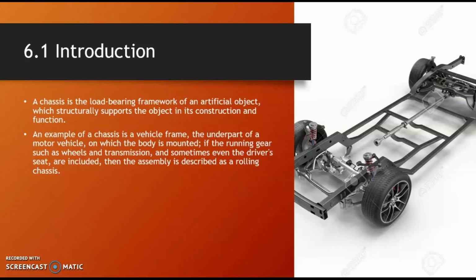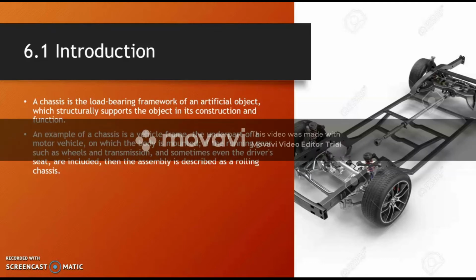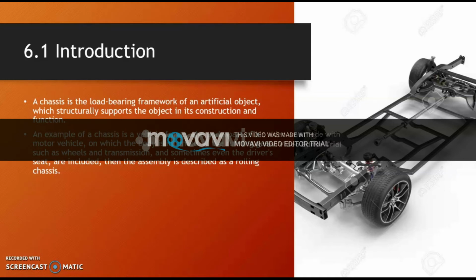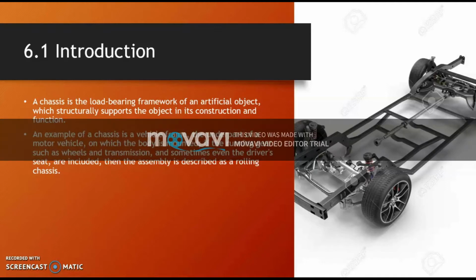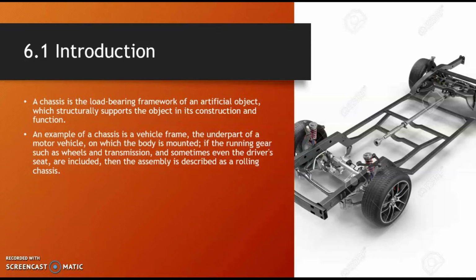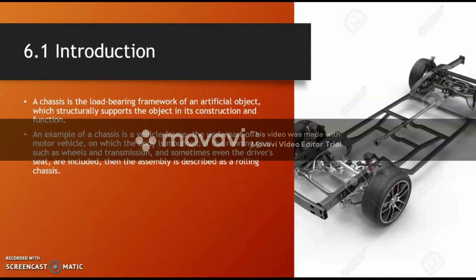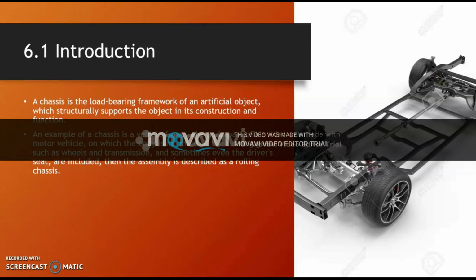Chassis is the load-bearing framework of an artificial object, which structurally supports the object in its construction and function. An example of a chassis is a wheel frame, an underpart of the motor vehicle, on which the body is mounted. If the running gear such as wheels and transmission, and sometimes even the driver seat, are included, then the assembly is described as a rolling chassis.